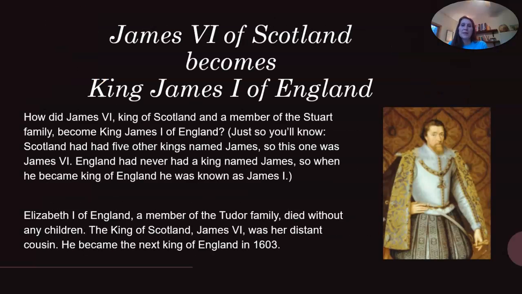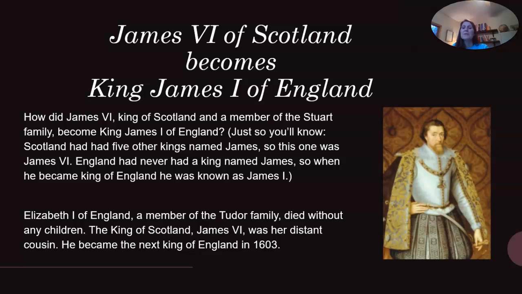So James VI of Scotland becomes King James I of England. How did James VI, King of Scotland and a member of the Stuart family, become King James I of England? Just so you'll know, Scotland had 5 other kings named James, so this one was James VI. England had never had a king named James, so when he became King of England, he was known as James I. I know, a little confusing, but just a little background there.